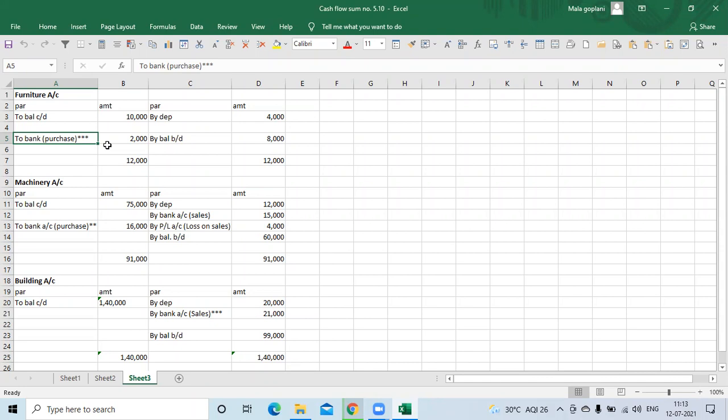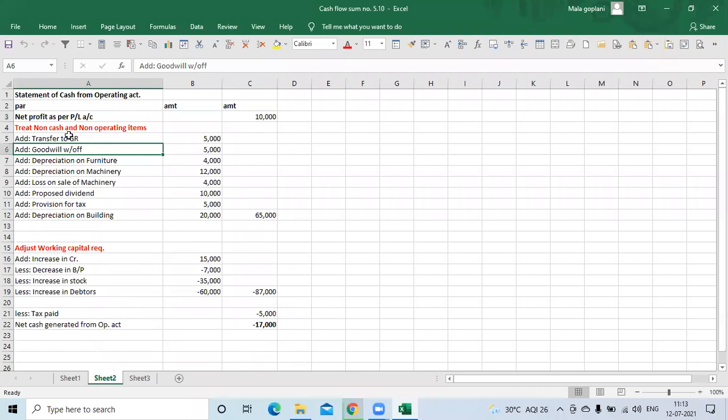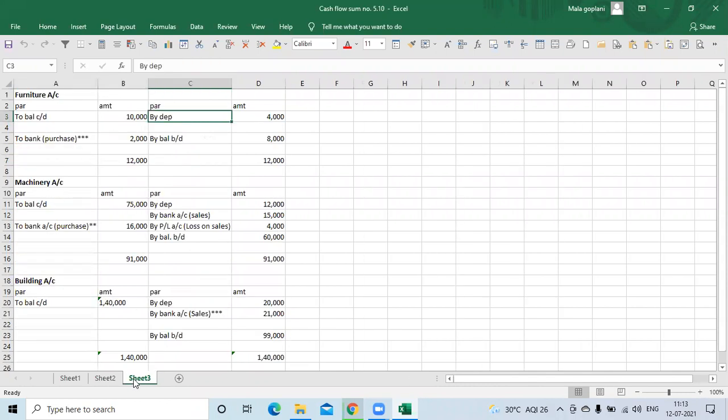2 effects, ma'am. First is depreciation. Tell me, where will depreciation go? Operating, non-cash. Very good. Because it is depreciation on furniture, a non-cash expense, so what will you do, add or less? Add. Very good. Write down add depreciation on furniture. How much is it? Look at the balance sheet, or look at this ledger. You will come to know, 4,000.